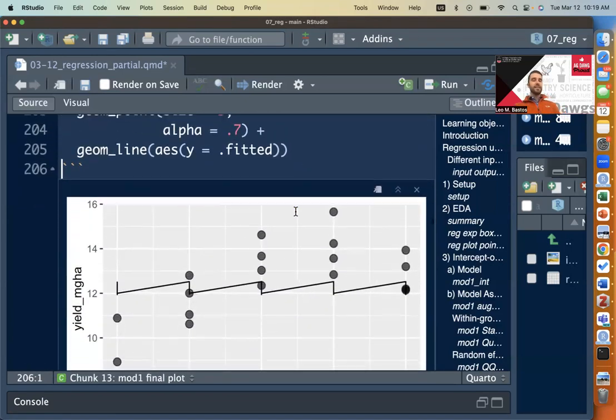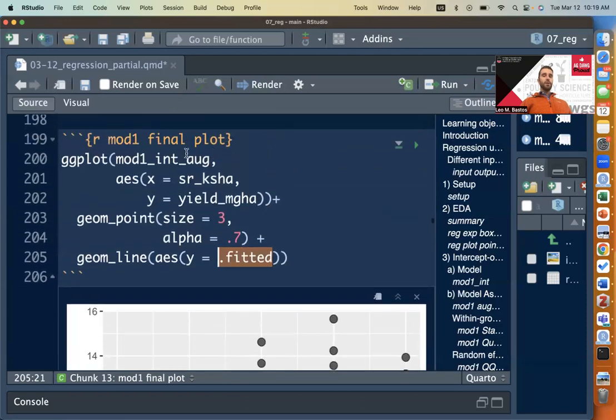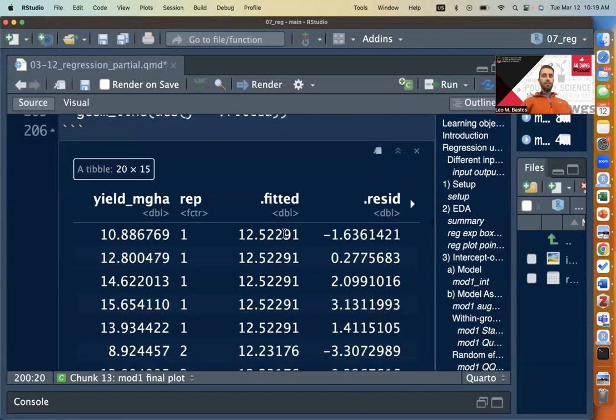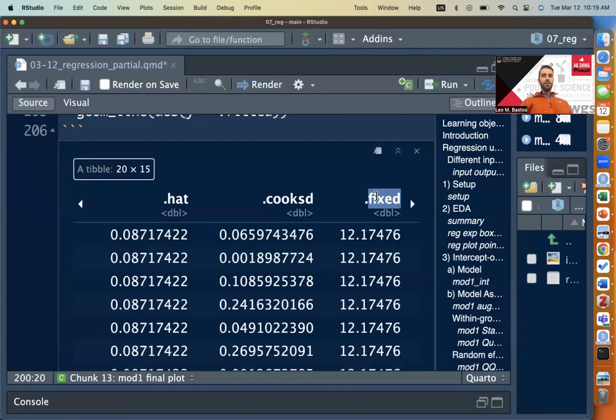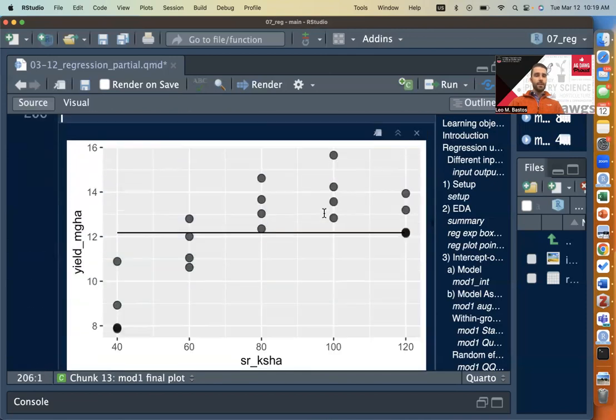If I run that, I see this line, which is a little bit squiggly. So what's happening here is the fitted is taking into account the random effects and trying to fit different blocks. So that's why we get this jigsaw type of line. However, the .fixed, which is also a column here in this data frame, does not try to do that. So if we instead plot the .fixed column, that is our straight line.